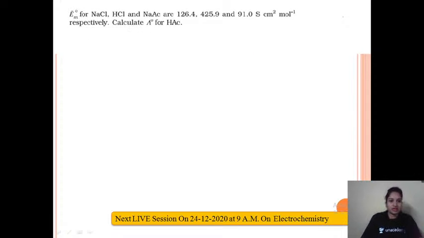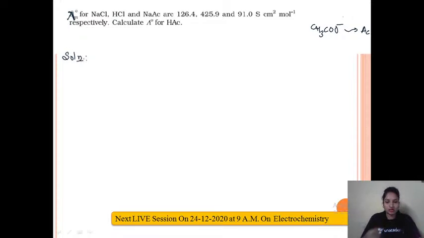Next question. Calculate lambda naught for HAC. Lambda naught M for NaCl, HCl, NaAC are 126.4, 425.9, 91.0 respectively, Siemens centimeter square per mole. Calculate lambda naught for HAC. AC is acetate. CH3COO minus is in short called acetate.